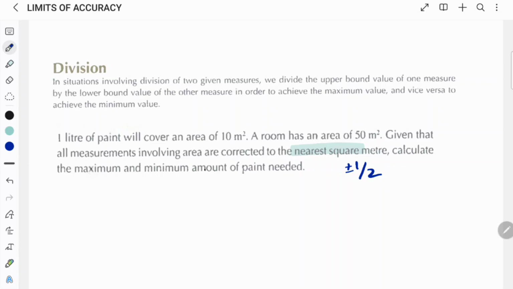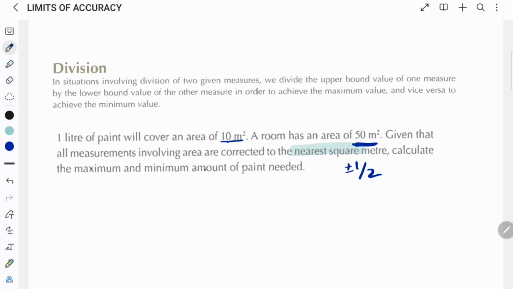The area is 50 meters square. One liter of paint covers an area of this much, and the room is this much. So obviously, in a simple question, you do 50 divided by 10 to get how much paint is required. But for this question, what do we do?